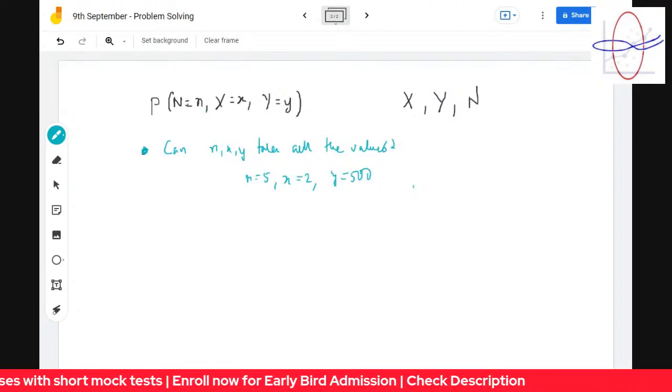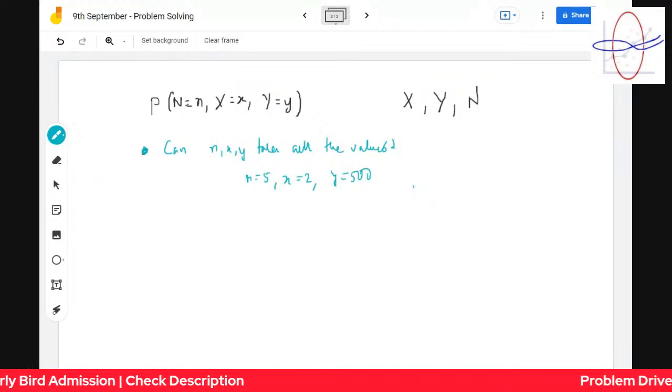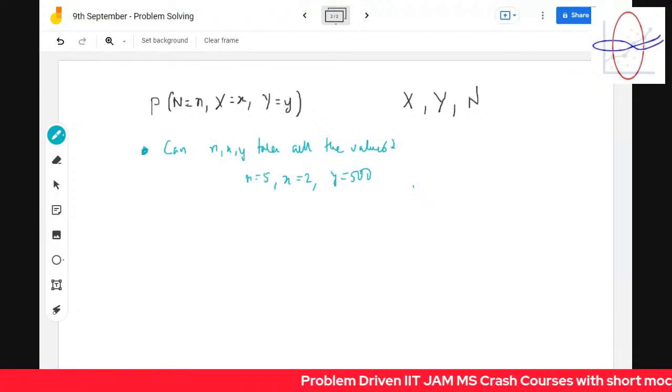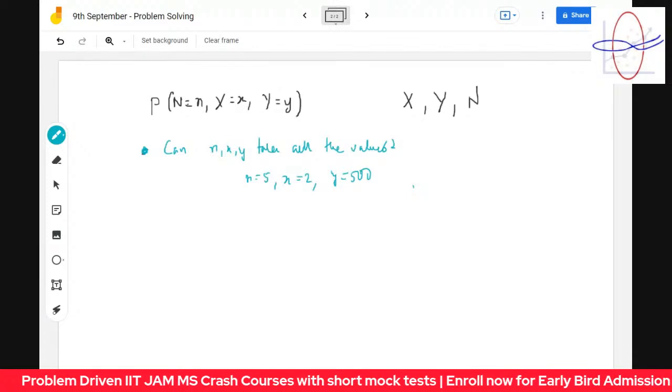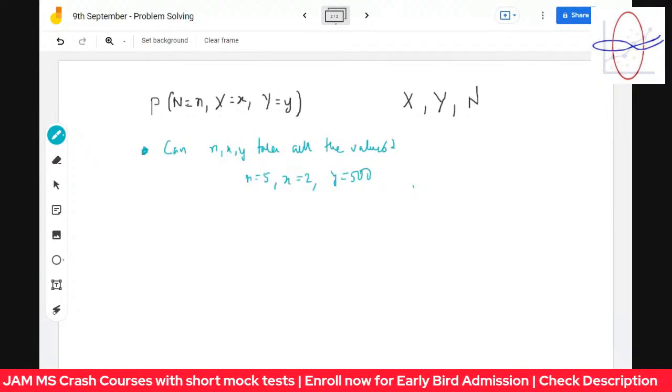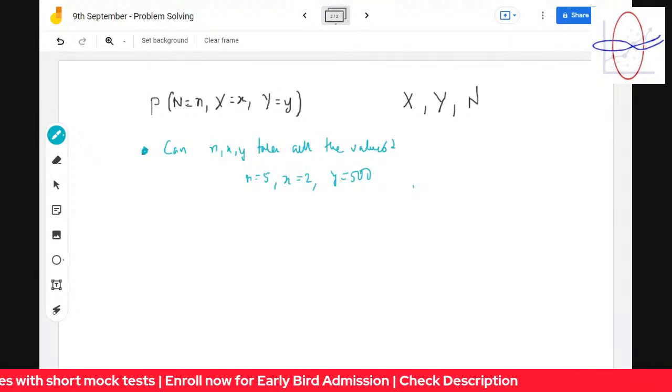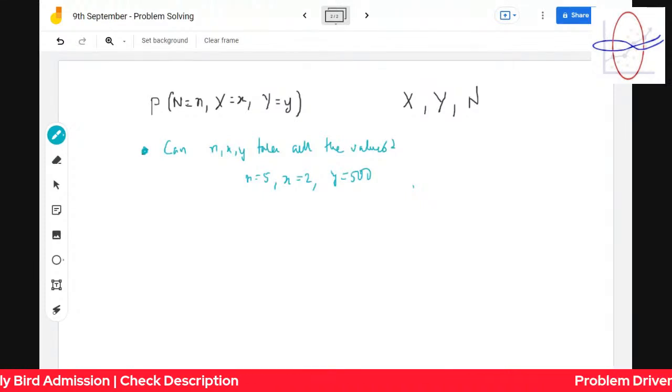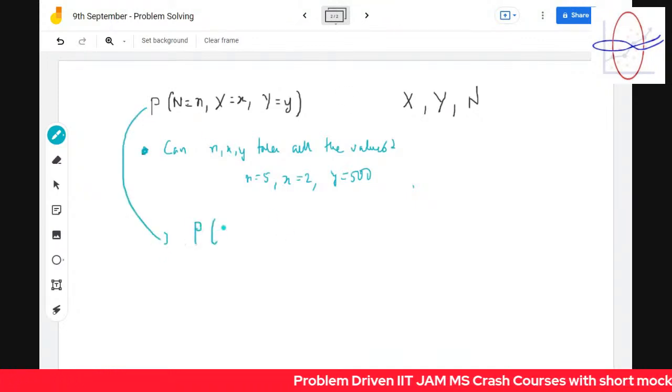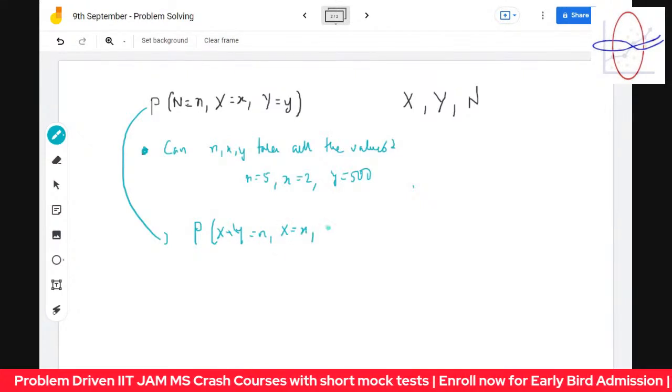So how do you mathematically pose it over here? What do you think? How can you mathematically inculcate this into this equation? Any ideas? It's a very simple idea, guys. How will I deal with this problem? So n is related to x and y. So we can write this as probability x plus y is equal to n, x is equal to x, and y is equal to y.